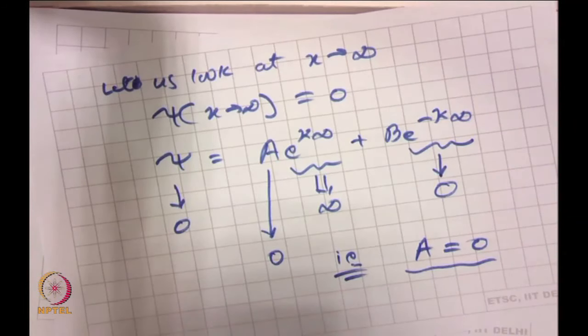If you remember what you did for the particle in a 1D box, psi was equal to A sine of kx plus B cosine of kx, and then you applied one boundary condition where the coefficient of the sine term went to 0. It is the same thing we are seeing here.